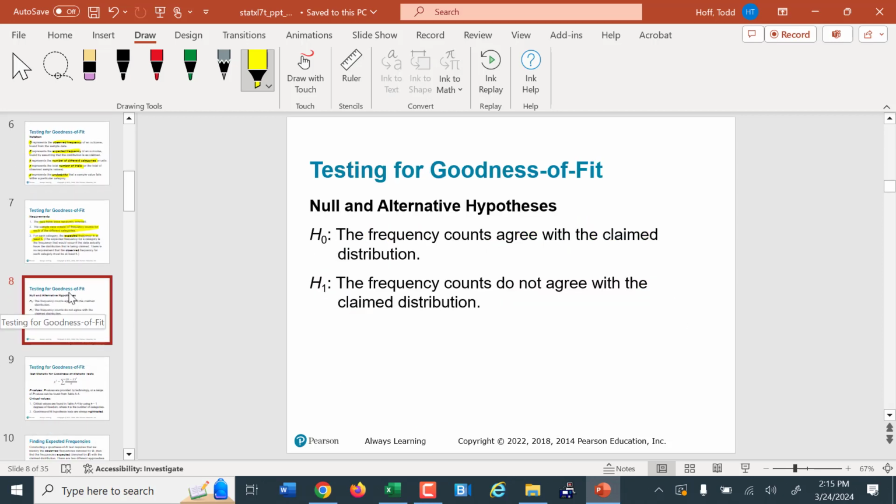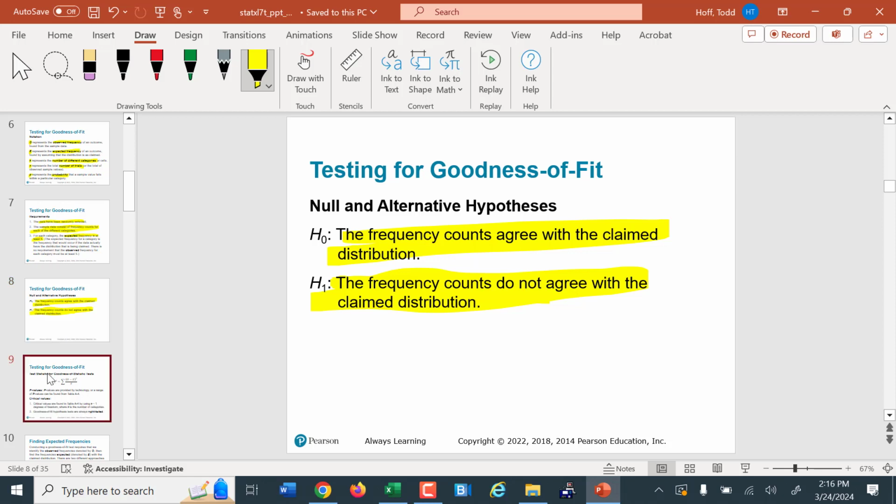Next, we have our hypotheses. The null hypothesis is always going to be that the frequencies agree with the claimed distribution, whether they're the same or some proposed percents. And the alternative is going to be that at least one of the frequencies is different than what is proposed, or simply to say that the frequencies do not agree with the claimed distribution.